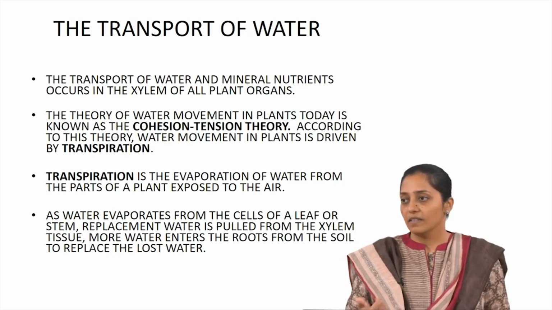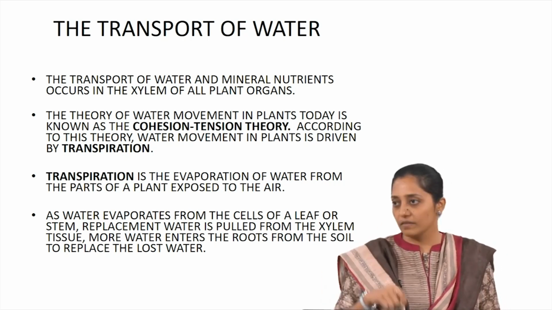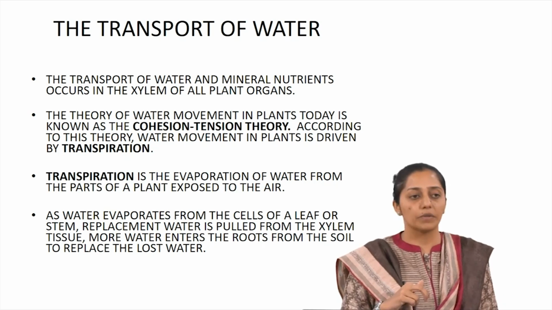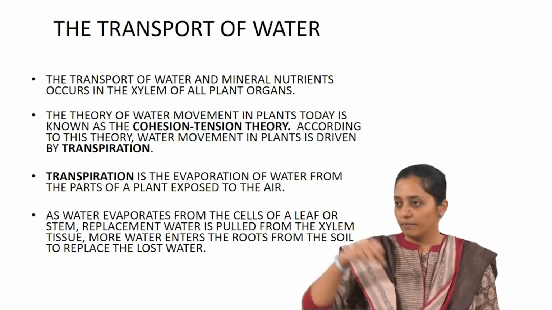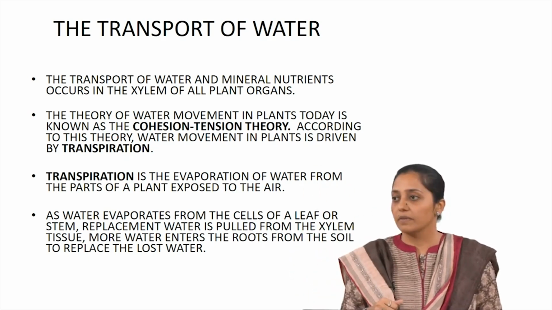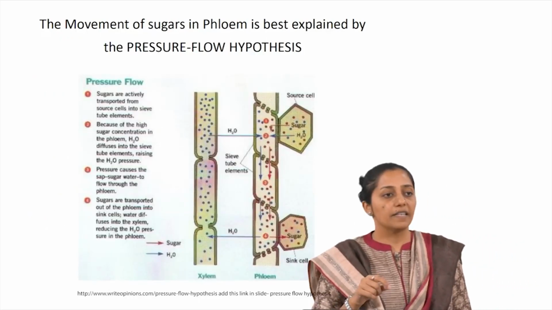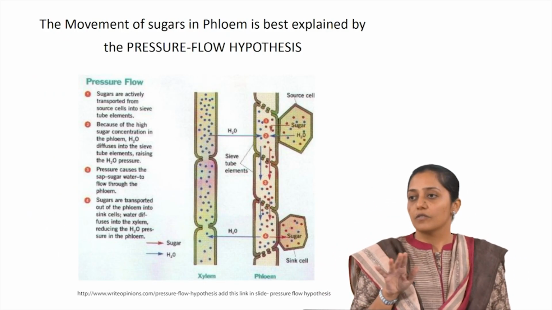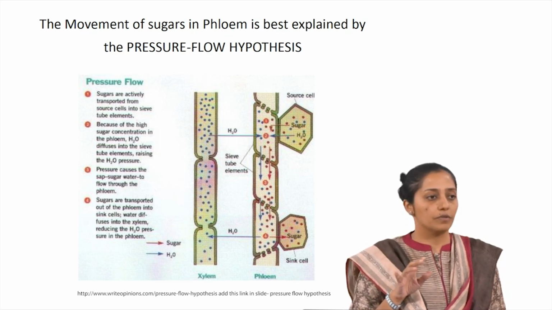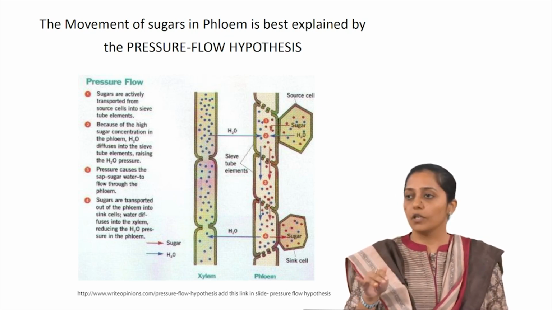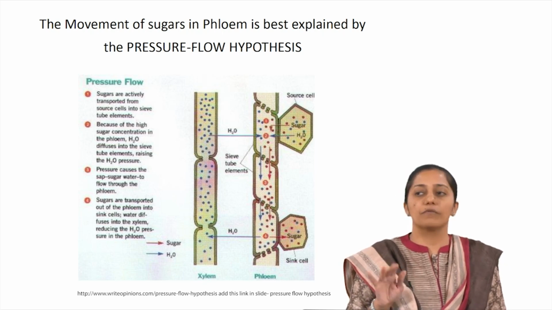One is the mineral transport along with water, not food, but the minerals which are coming along with water. They will be pulled up because there is transpiration. This is how it gets transported. The hypothesis which is used to explain the flow of sugar molecules in the sieve tube elements is the pressure flow hypothesis.